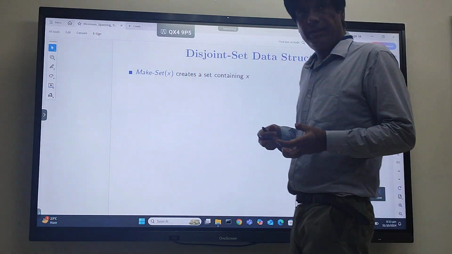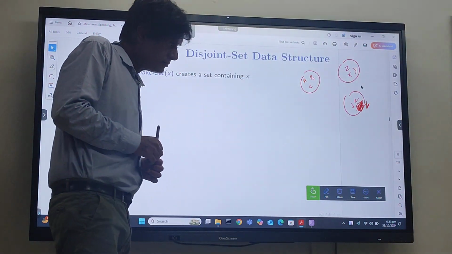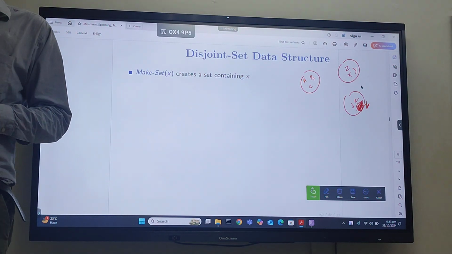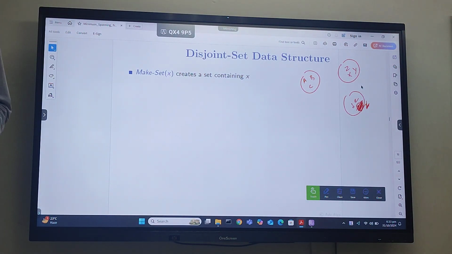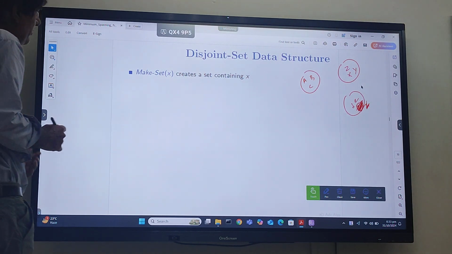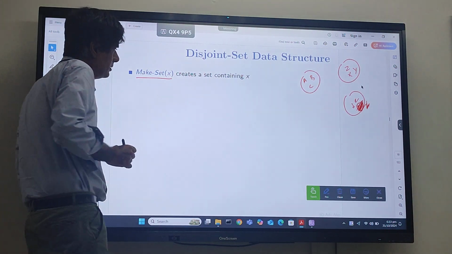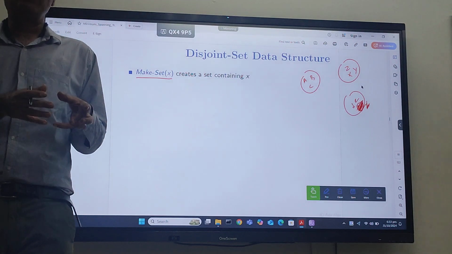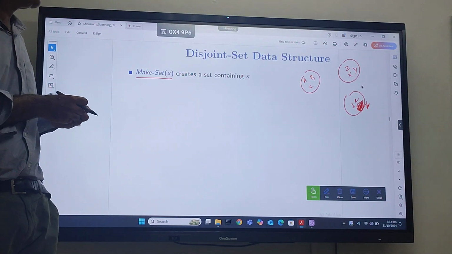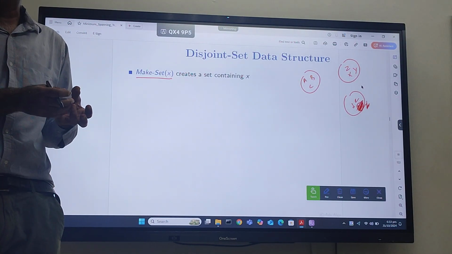So in order to maintain disjoint sets, many data structures are available, and there are different types of implementation. We will not go into detail of how those are implemented and what their time complexity is, but they have these functions. One is called make set, which creates a new set and starts it with a single element called X.